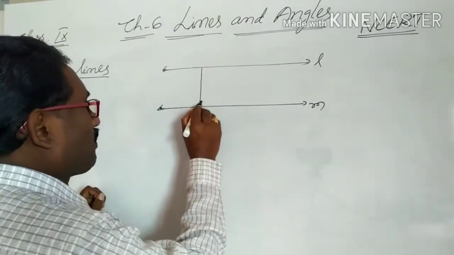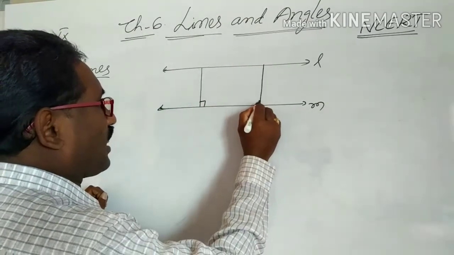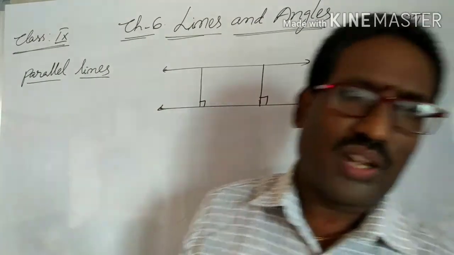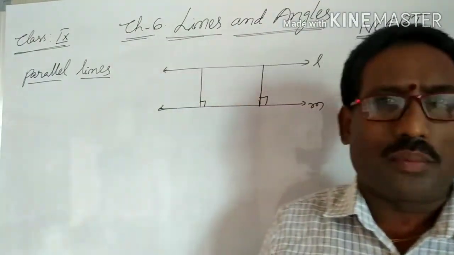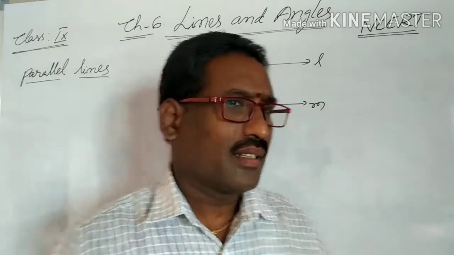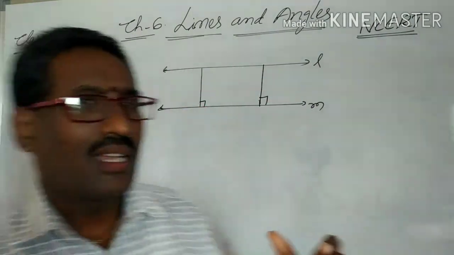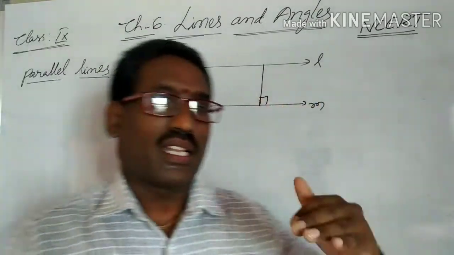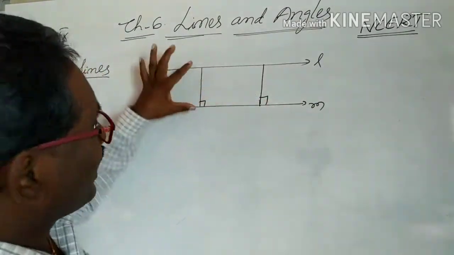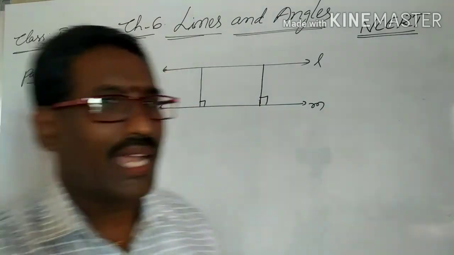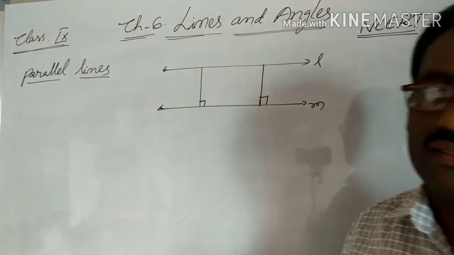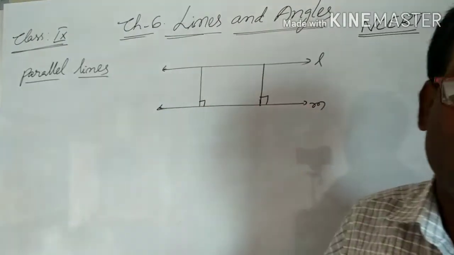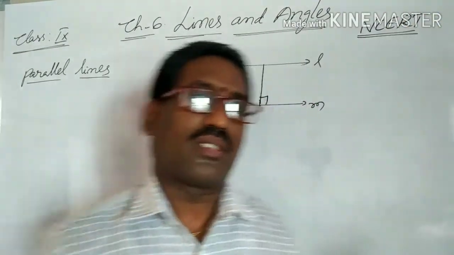Perpendicular distance means this is the perpendicular distance. The perpendicular distance between the two lines is the same everywhere. Suppose for example, from Hyderabad to Mumbai, trains run, and the best example is the railway track. From Hyderabad to Mumbai, observe the railway track. The perpendicular distance between the two lines is the same everywhere. If the distance is not the same, what will happen? I think you can understand. The train will collapse. Okay?